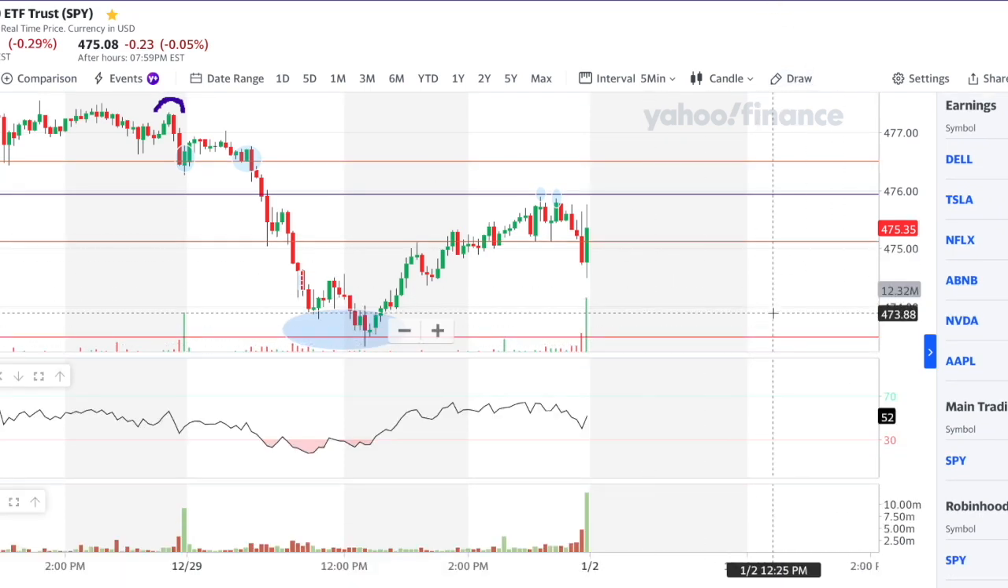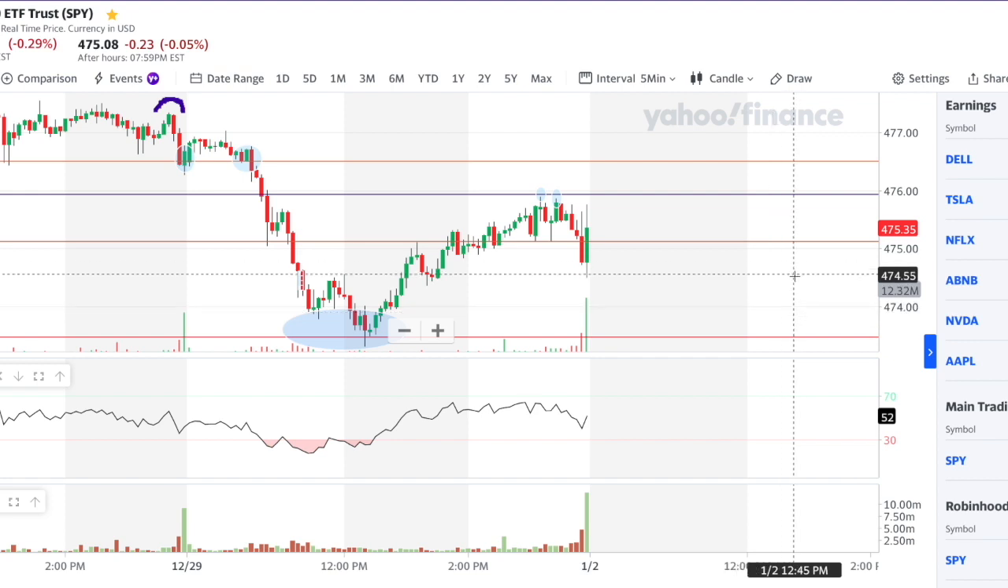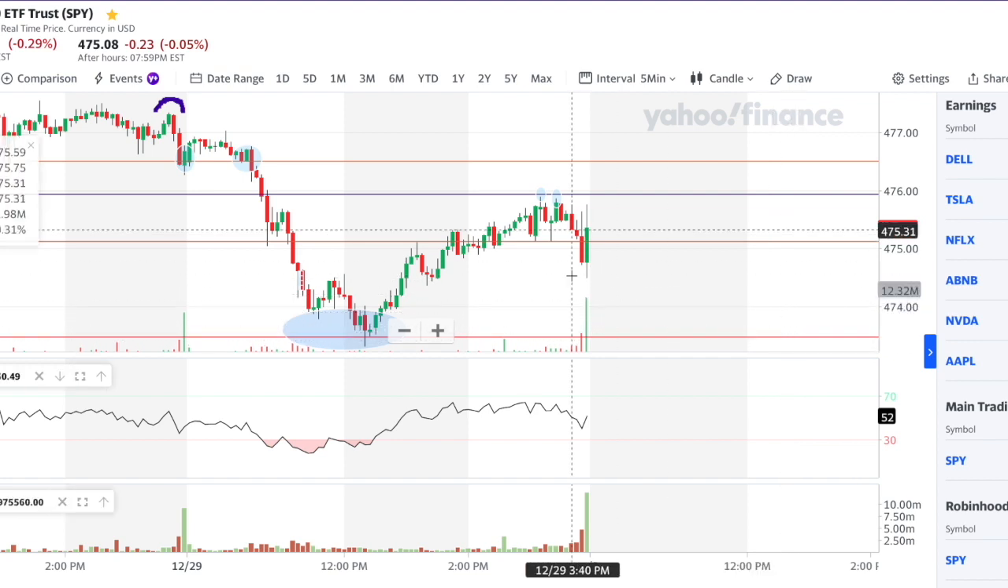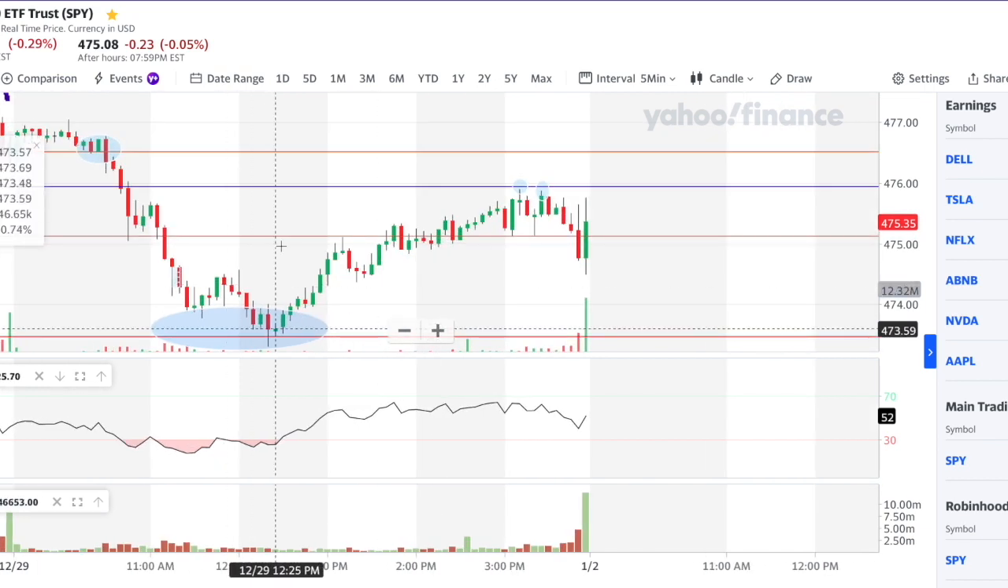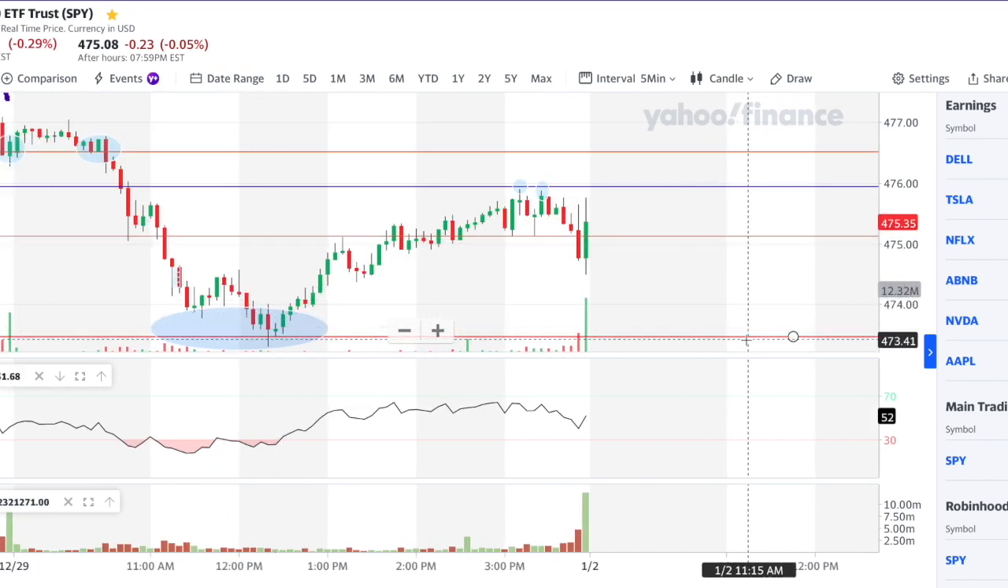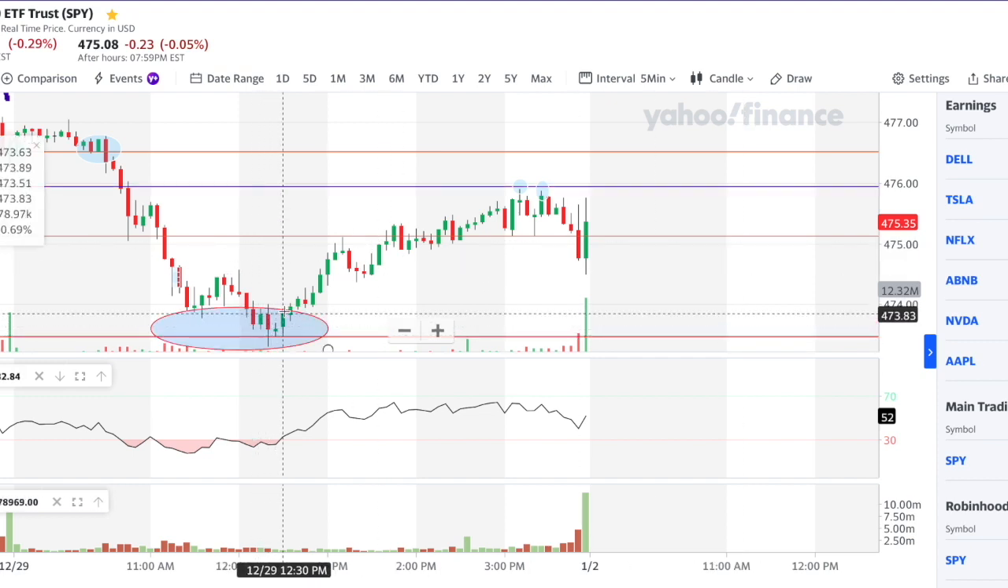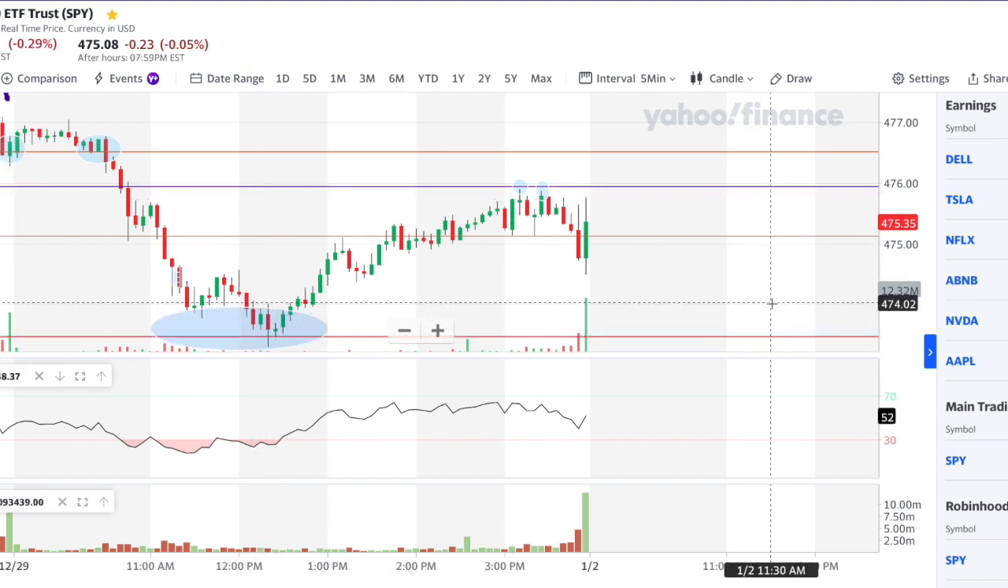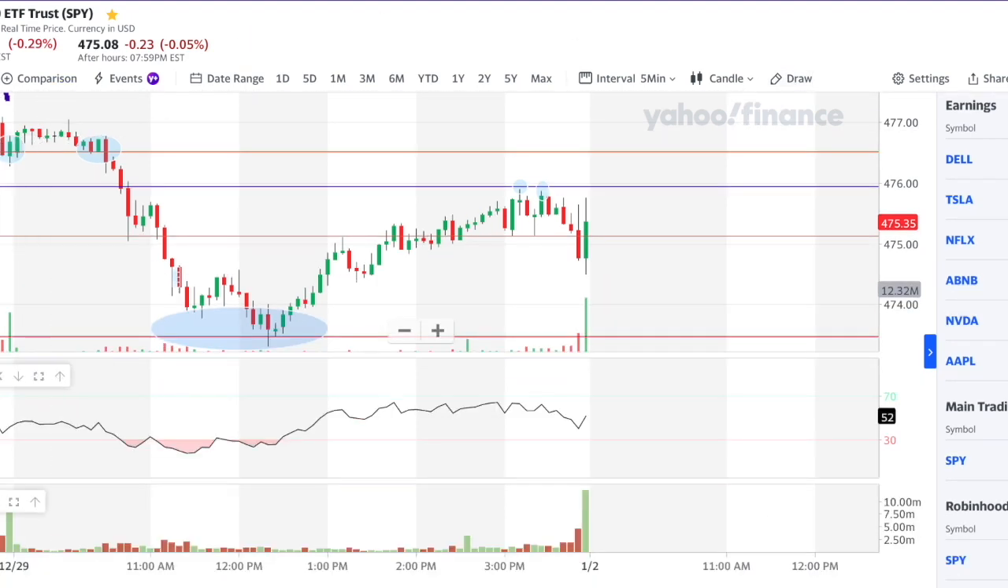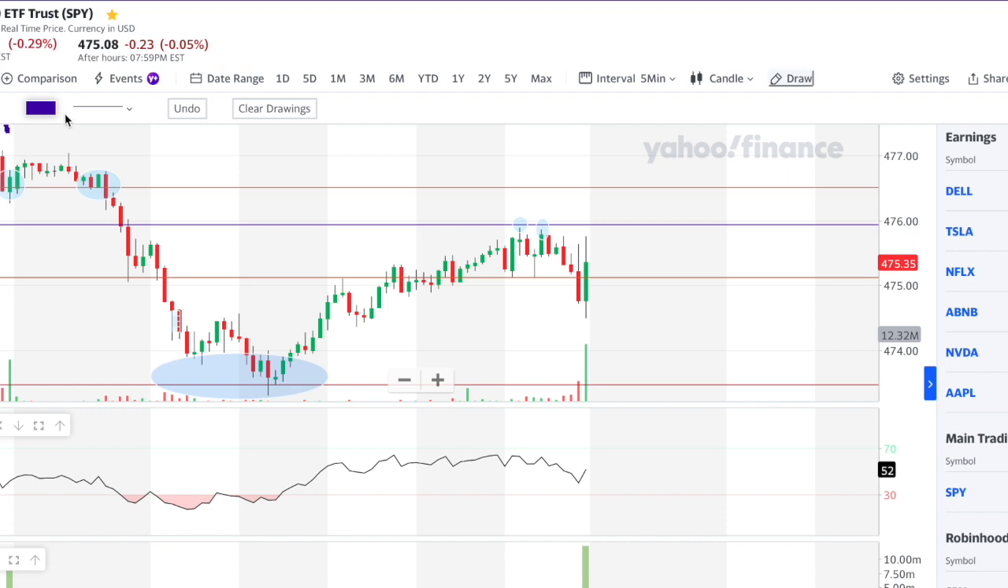Now, that was for the downside. This is for the upside. As you see, once it hit this level right here, this 473.50-ish level, it presented us with a doji candle right here in the middle. After this doji candle, let me just draw a quick line for you guys, nothing major.